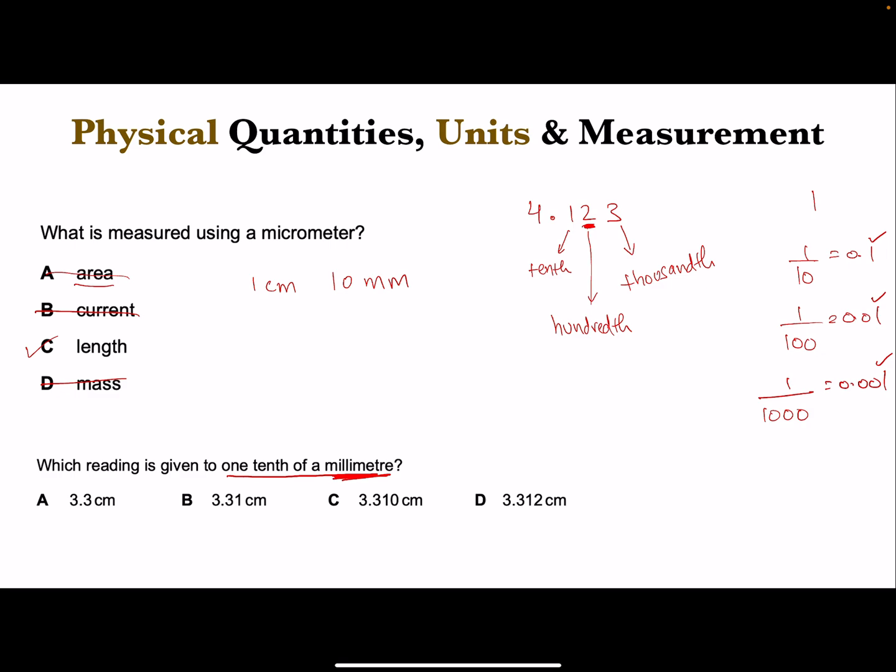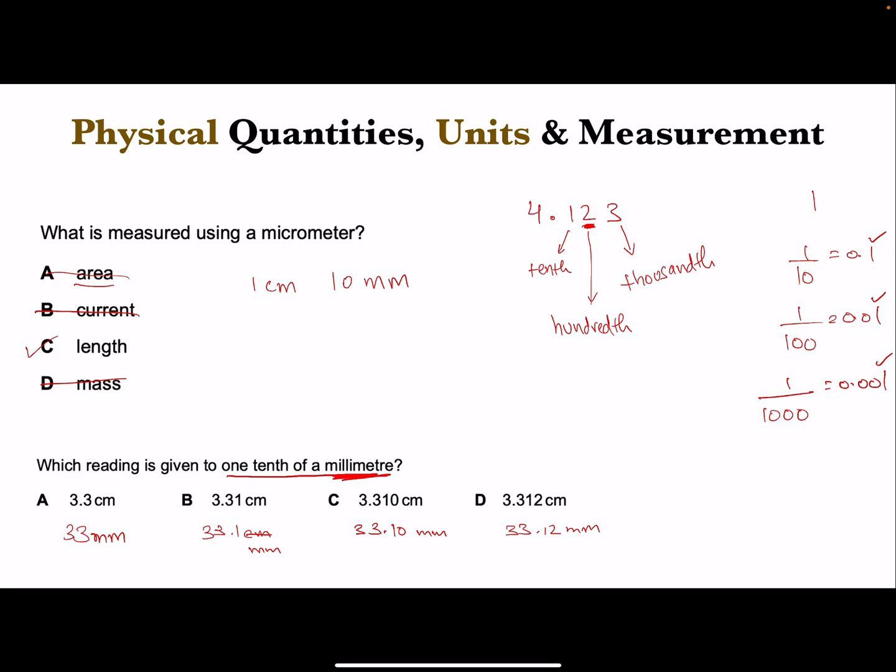So yeah, okay. So 1/10 of a millimeter. If 1 centimeter is 10 millimeters, then if I multiply all these values by 10, I'll get the conversion to millimeters, right? So 3.3 centimeters will be 33 millimeters. 3.31 centimeters will be 33.1 millimeters. This will be 33.10. Oh, sorry, this should be millimeters. And this is 33.12 millimeters.